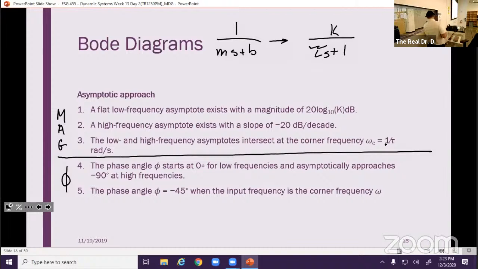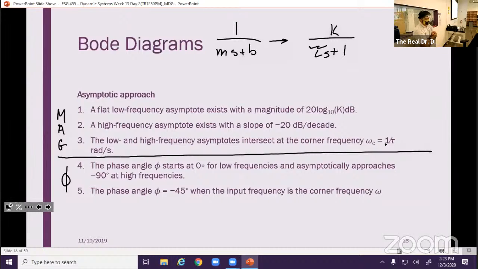Crosses minus 45 at the corner frequency. What's that, Trevor? So, all right, yeah. Good point, right? Trevor made an offhanded comment about the use of degrees because he's a radianist, apparently. He outed himself as such.